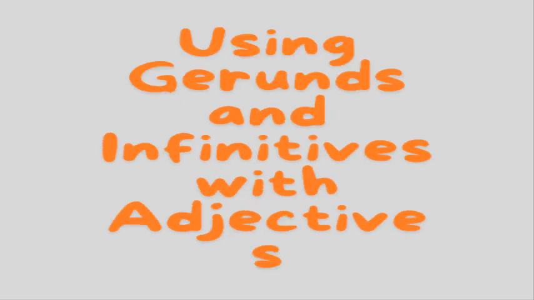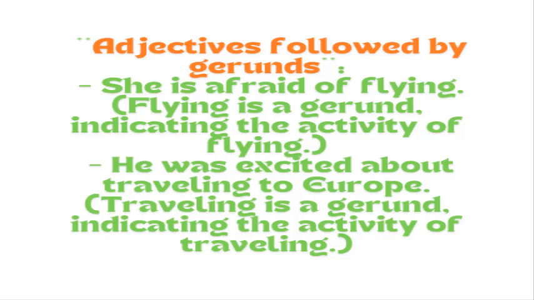8. Using gerunds and infinitives with adjectives. Adjectives can be followed by either gerunds or infinitives, depending on the context and intended meaning. Adjectives followed by gerunds. She is afraid of flying. Flying is a gerund, indicating the activity of flying.